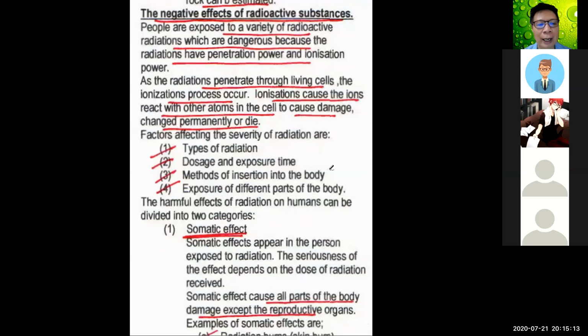Number 4, exposure of different parts of the body. It depends on which part of the body: your head, your heart, your hand, your leg. Which part of your body is the most dangerous? Most serious, I will say, which part of your body, if exposed to the radiation, is the most serious one? Yvonne, are you there? Which part of our body, if exposed to radiation, is most serious?